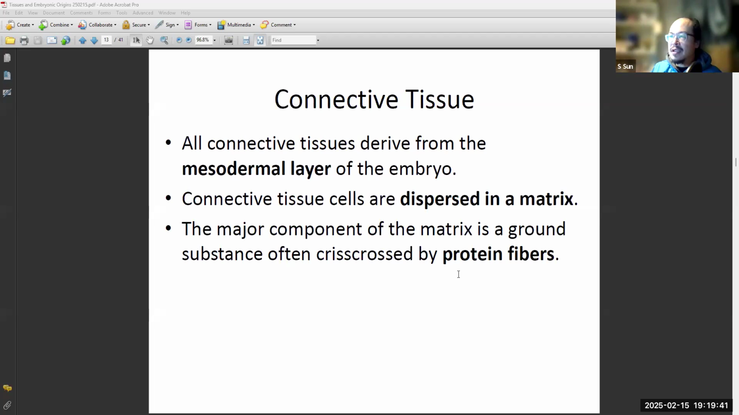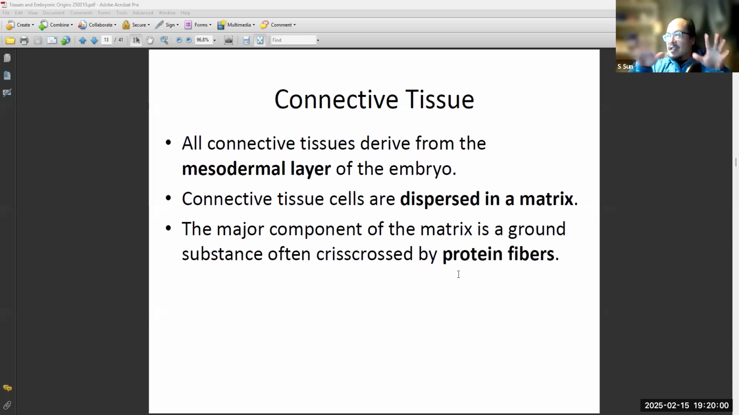The connective tissue also comes from our germ layer. And the germ layer that provides this connective tissue is the mesodermal layer. Yeah, so mesoderm basically. Yeah, so that's that.